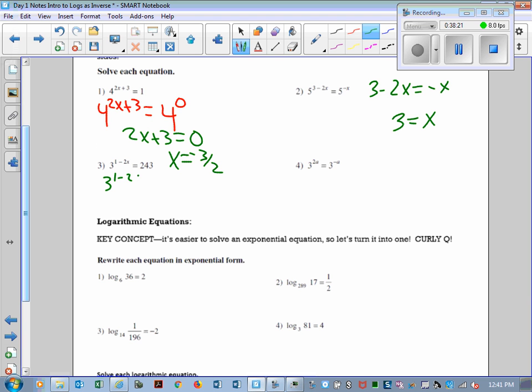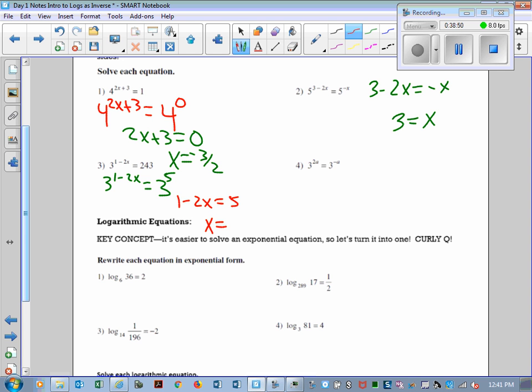So 3 to the 1 minus 2x equals 3 to what power is 243? Fifth power. You have a calculator, no reason to grimace, just guess. You did it. It's the fifth power. Okay, so 3 to the 5th. Oh, okay, well that means that 1 minus 2x equals 5. I can do that.